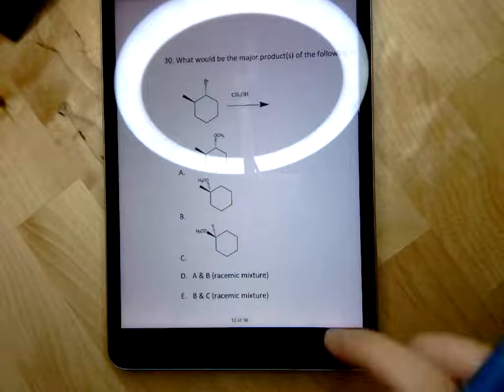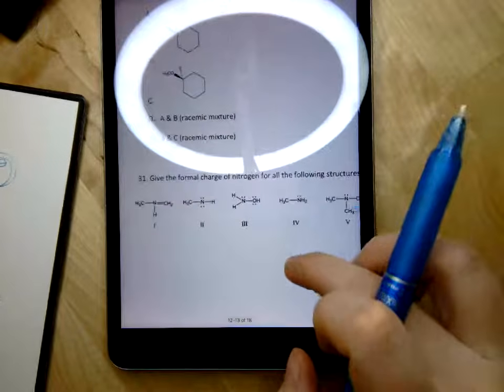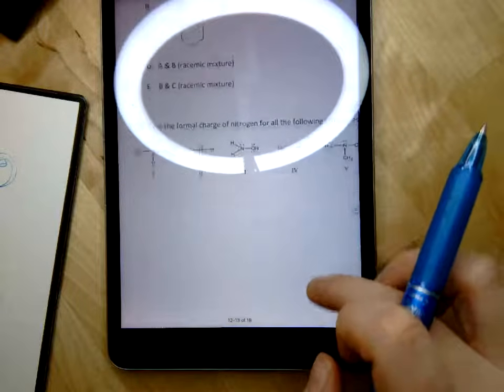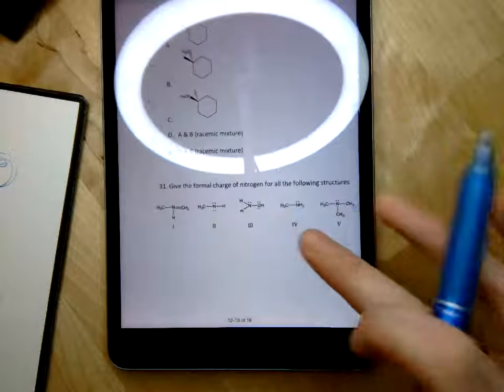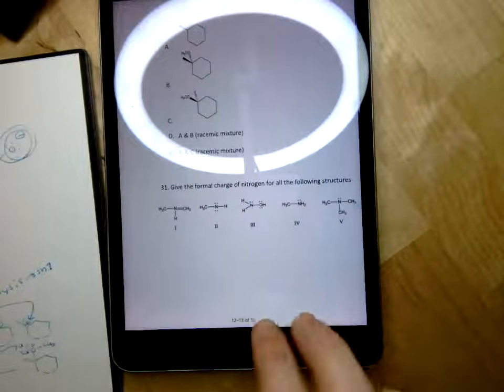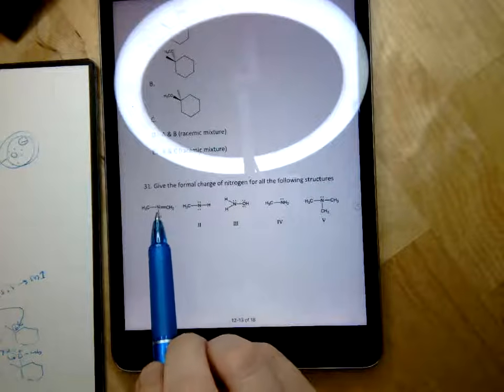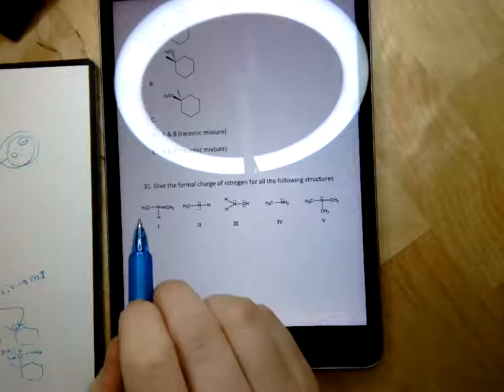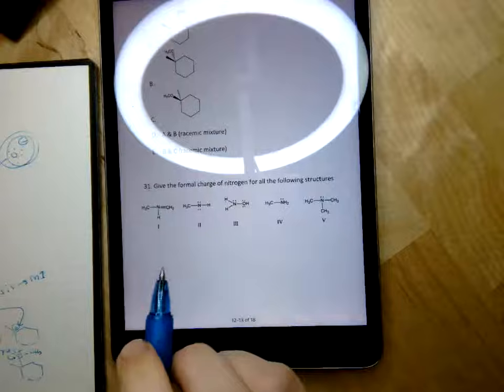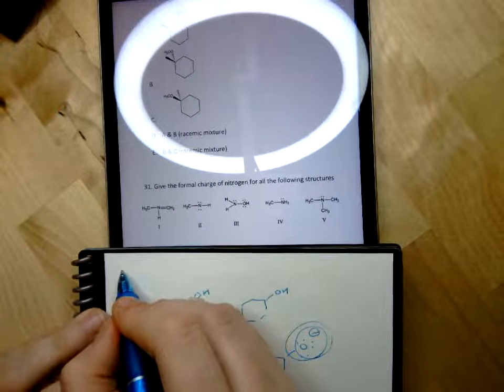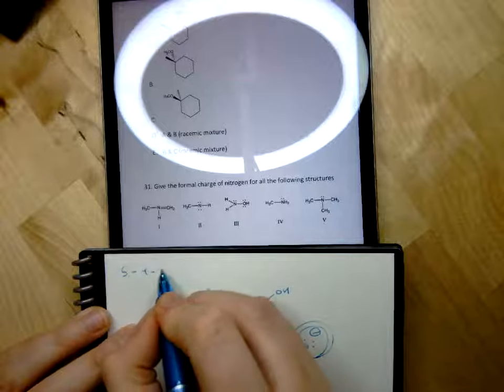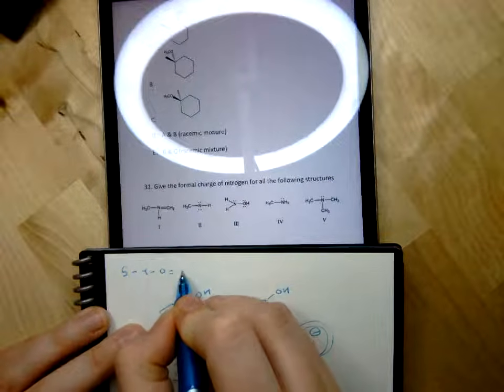Okay. Next question, question 31. Give the formal charge of nitrogen for the following structures. I think this will be a lot easier for you when you had similar questions on the first exam. So here there's 4 things bonded to nitrogen. So I would say that would be positive because nitrogen starts with a formal charge of 5 minus 4 bonds, no electrons, equals positive 1.